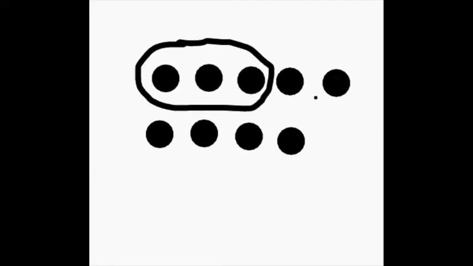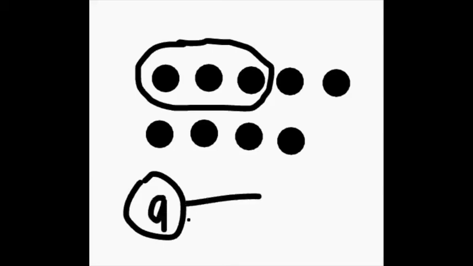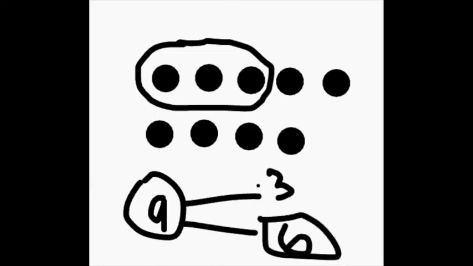How many of the balls were not green? How can we figure that out? Well, we have to count the ones that aren't in the circle. 1, 2, 3, 4, 5, 6. So let's turn this into a number bond. 9 is our whole, and 3 and 6 are our parts.